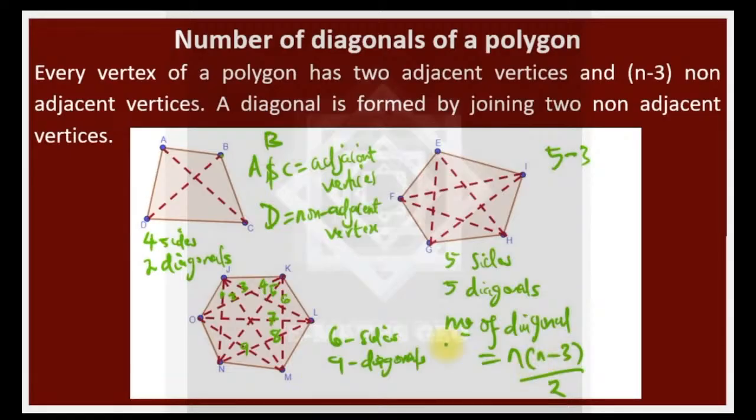So let's test whether we are correct. For 4 sides, we have n is 4. 4 minus 3 is 1. So 4 times 1, 4 over 2. So we have 2 diagonals. For this, I have 5 times 5 minus 3, which is 2, over 2. So we have 5 diagonals. And finally for this, n is 6. So 6 times 6 minus 3 over 2. 6 minus 3 is 3. 6 over 2 is 3. So 3 times 3 is 9.